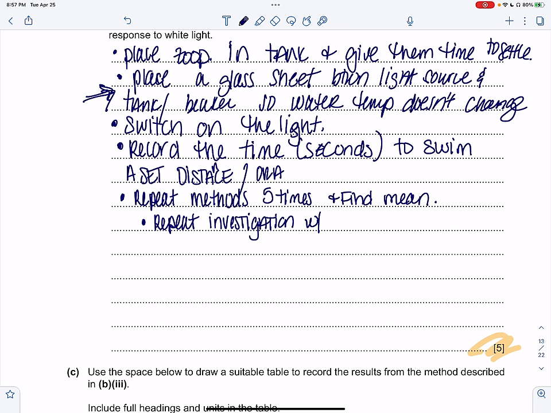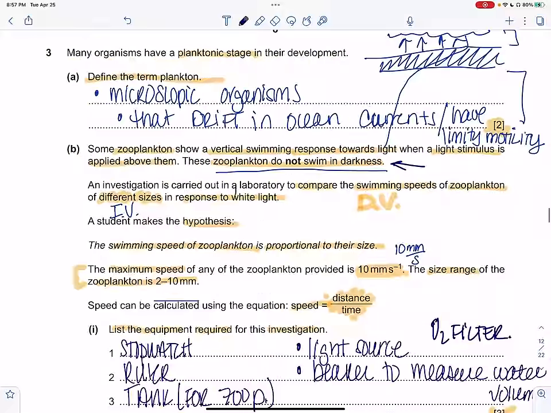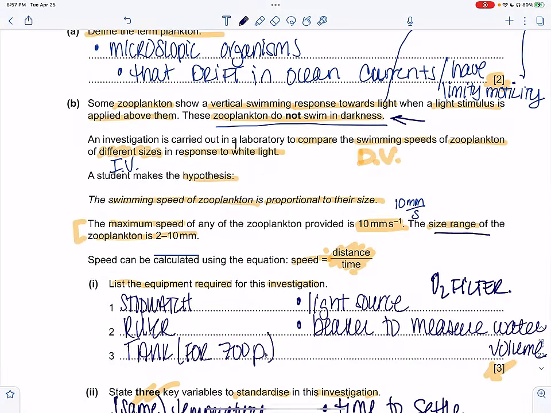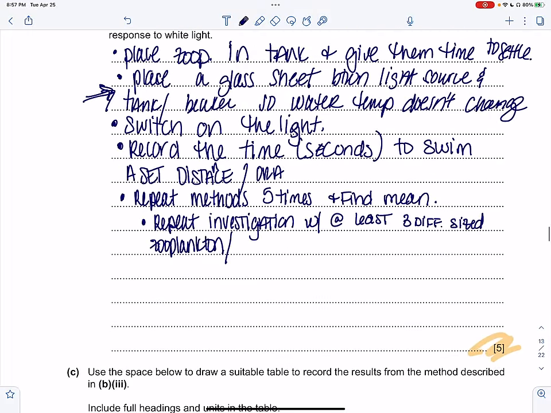And this is when you're looking at the different sizes. So you want to see if there is any correlation between size and swimming speed? It says at least three. So maybe you want to say five different sizes, but three minimum. Or you can give specific sizes, which is why they gave you this data up here. The size range of the zooplankton is 2 to 10 millimeters. So maybe you say repeat the investigation with 2 millimeter, 4 millimeter, 6 millimeter, 8 and 10 millimeter. So now you have five sizes of zooplankton.